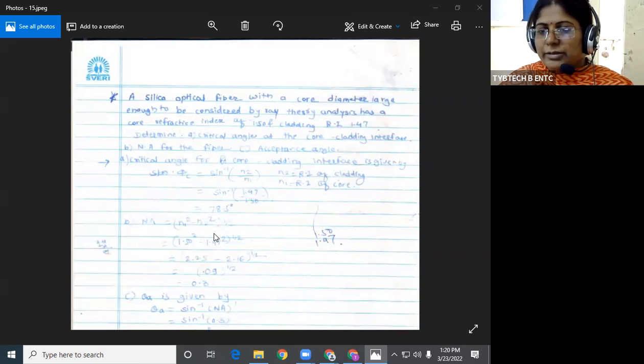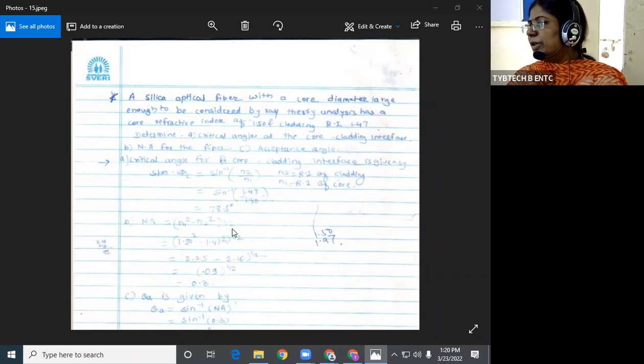Look, here the phi c value came as 78.5. NA is equal to (n1 square minus n2 square) raised to 1 half, so that is equal to 0.3. Numerical aperture is equal to 0.3. Did you understand the first 2 points? Now you tell me how you will calculate the third one, that is acceptance angle.